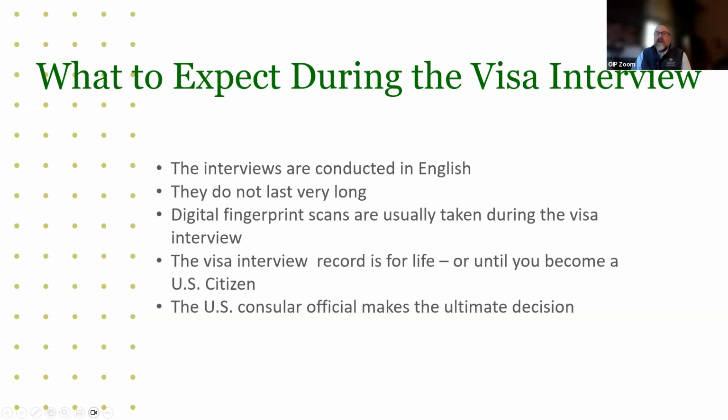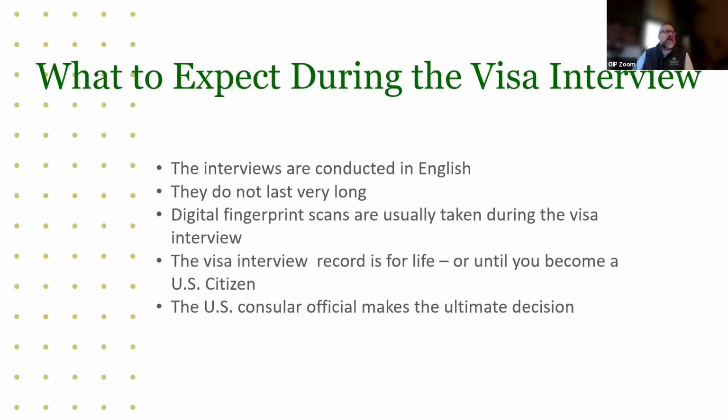The U.S. consulate officer makes the ultimate decision as to whether you will be granted a student visa, and he or she will exercise a lot of discretion in the process. We'll talk a little bit down the road in terms of some policies that give them that ultimate decision.